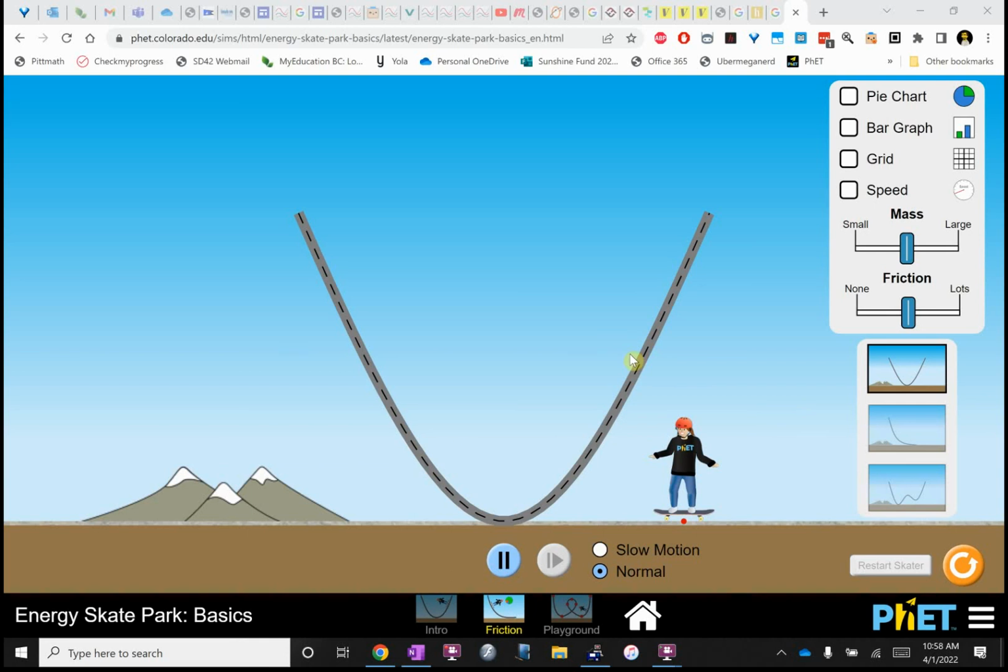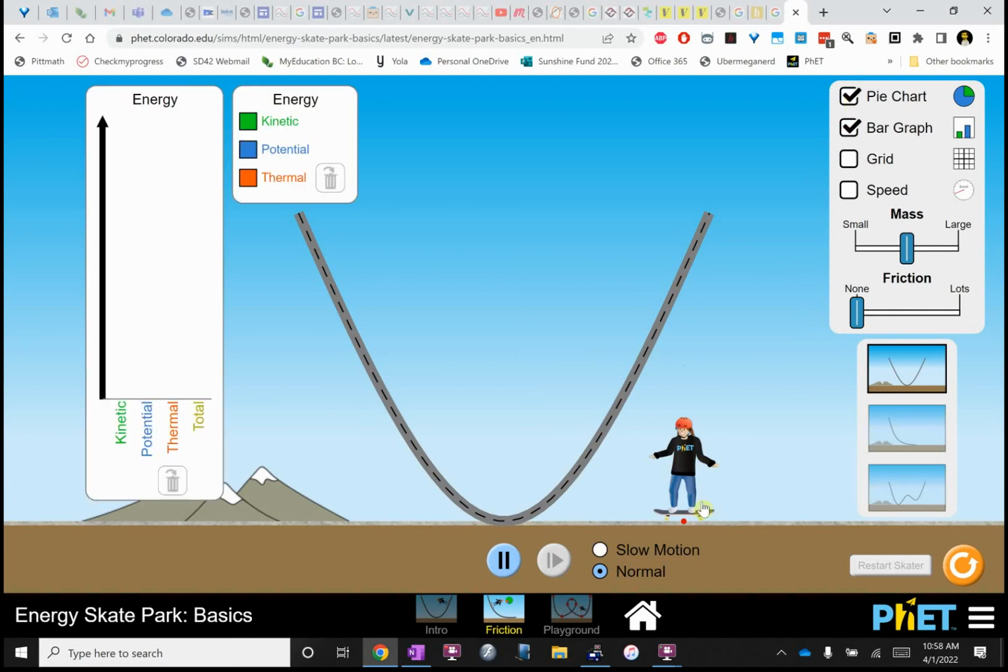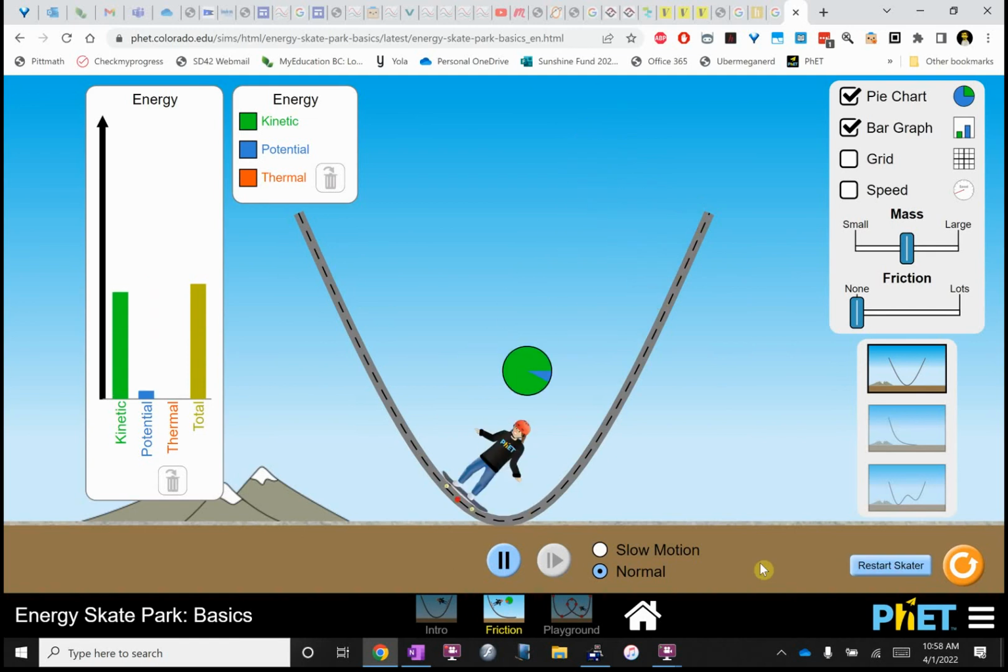A skate park is a really good example of conservation of energy. Now, I've just turned friction off. We're going to keep it simple. If I lift the skater up, what I'm really doing is giving them potential energy. See? That's the blue bar. As I let them go, do you notice the total energy, the yellow bar, does not change? That's the law of conservation of energy.